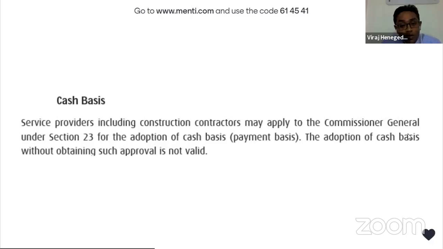Service providers, including construction contractors, may apply for it. Now, I told you about janitorial services. Even in the construction industry, the same thing is happening. Just imagine a situation where a contractor is doing a building construction for a government organization. They take 2 years or sometimes more to make the payment. In that case, the service provider is not in a position to make the payment to the Inland Revenue Department, because they are not collecting money. So they can get the cash basis approval. But the most important thing is they need to get the approval from the Commissioner General for this.